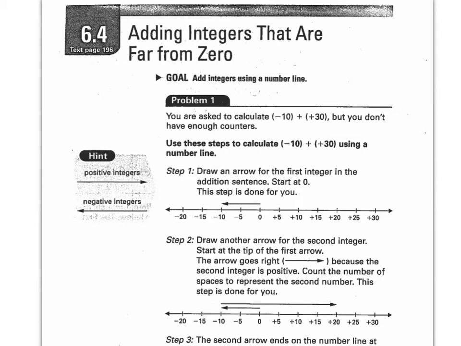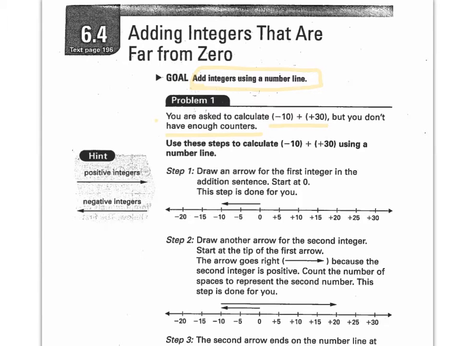In this lesson, we are going to learn how to add integers using a number line. We've already learned how to use counters to help us add small integers. But now you are asked to calculate -10 plus +30, but you don't have enough counters. So we are going to use a number line.